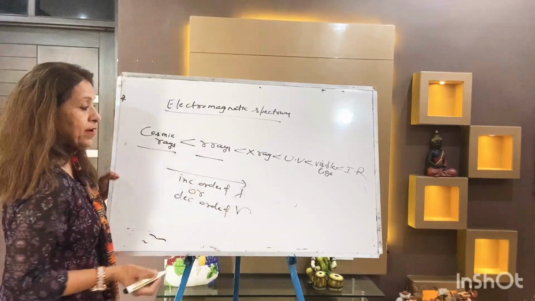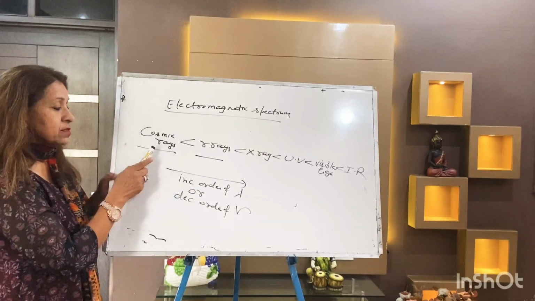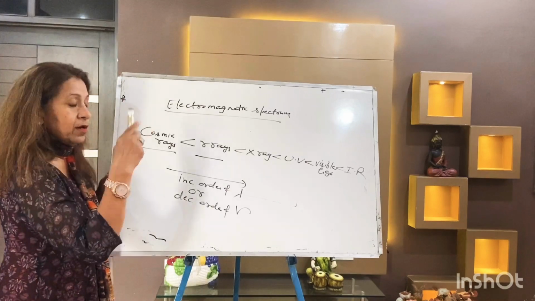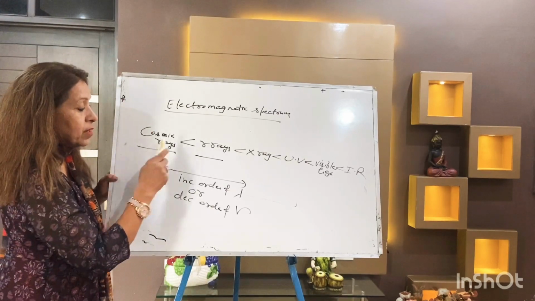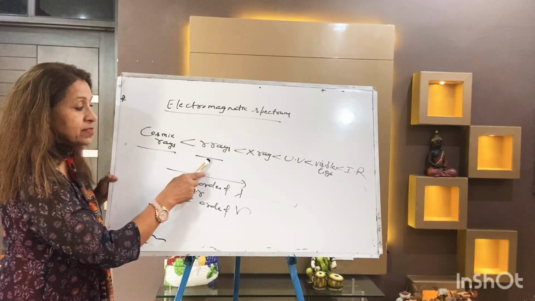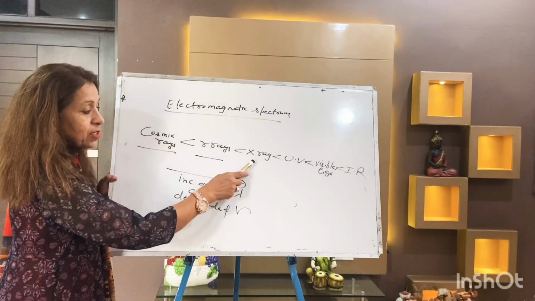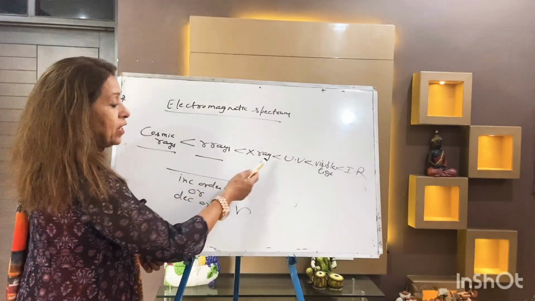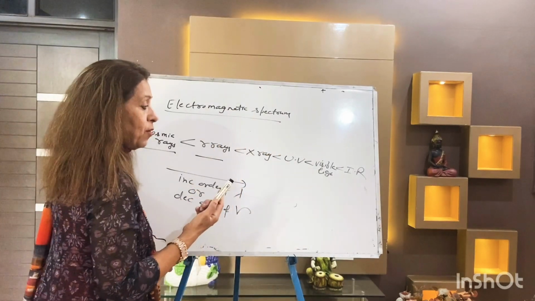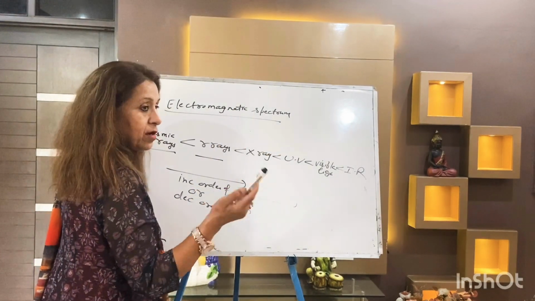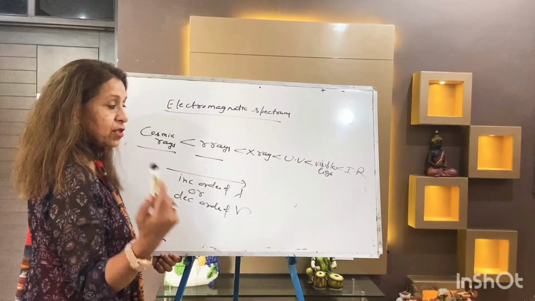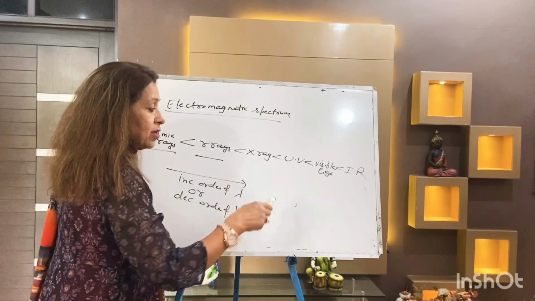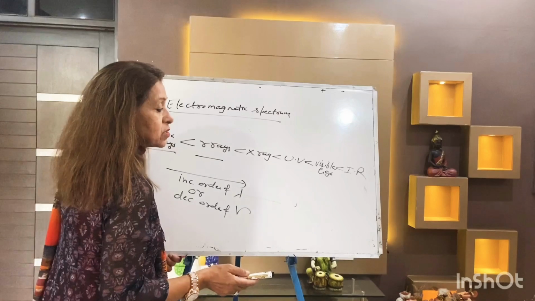Now next is your cosmic rays. Cosmic rays come from outer space. Gamma rays are used to destroy cancer cells. X-rays are used in the medical field, you know all. And UV ultraviolet radiations come here on the earth because of the hole in the ozone layer, and they are very dangerous to our skin.